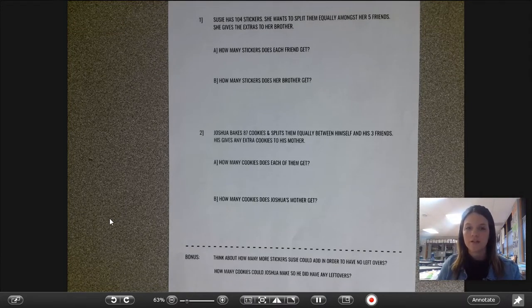So the first thing you're going to need to do here is 104 divided by 5. And then think how many stickers does each of her friends get? And then how many does her brother get?